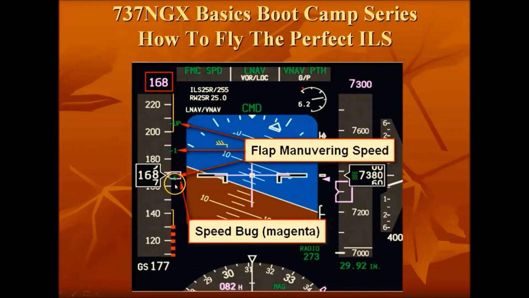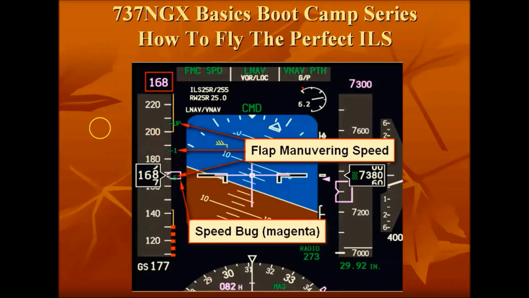I took this screenshot when we had flaps five set as the speed bug. We had flap five selected, speed bug came down. And so this is flap maneuvering speed for flaps five, 168. And so a speed bug is the magenta symbol. That's the speed bug. These green items are telling you what the flap maneuvering speed is for that flap setting. It's just kind of a reference point.